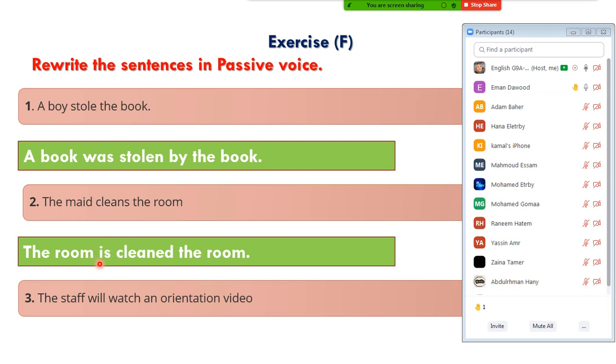My problem, or I believe this would be your problem, is verb to be: in which form it's supposed to be. It should follow the same tense of the verb. This tense is present, so the verb to be should be in the present too. The room is cleaned. Something is wrong here: by the maid. The room is cleaned by the maid. I'll correct it before I send it to you.